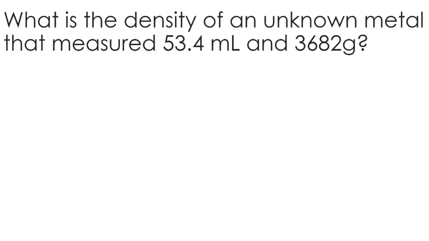So getting into the actual calculations here. Our first question is asking us, what is the density of an unknown metal that's measured 53.4 milliliters? That's a volume because that's in milliliters, and 3682 grams. Notice it doesn't tell us that this is a mass of 3682 grams or a volume of 53.4. We have to use our knowledge of units to be able to identify which is which.